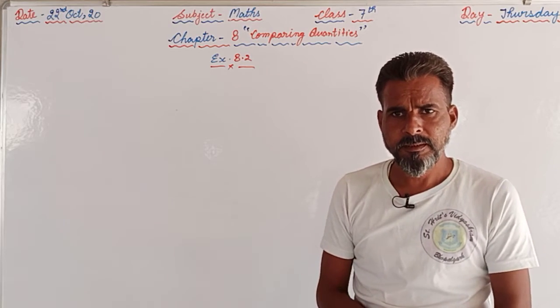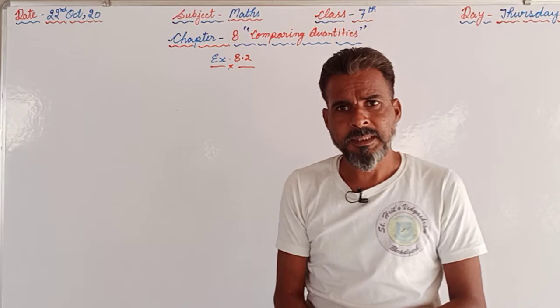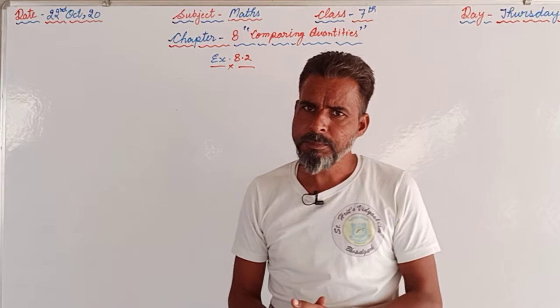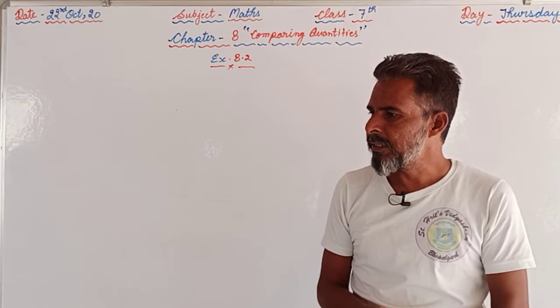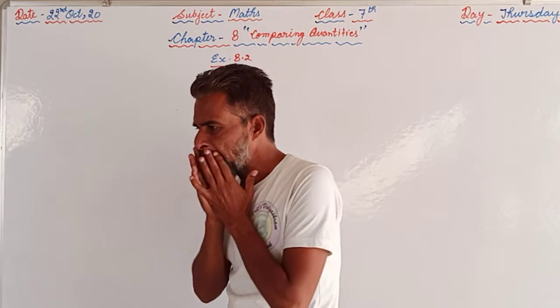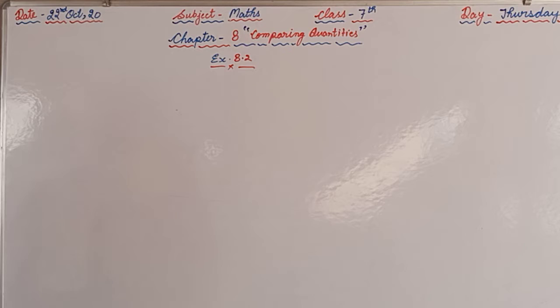This video is for class 7th and the subject is maths, and we are continuing the same chapter, chapter number 8, and the name of the chapter is comparing quantities. As we are proceeding with exercise 8.2, we have completed questions 1, 2, 3, 4 as well. I told you how to find the percentage. Fourth question, first part we have done. The second part we can see now.